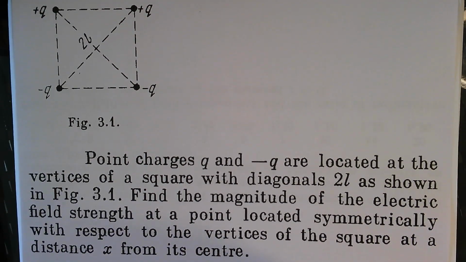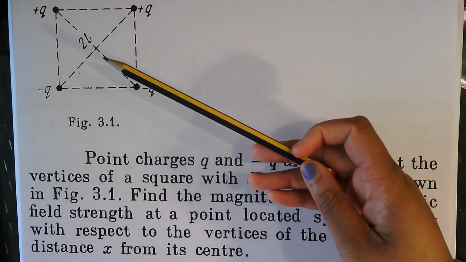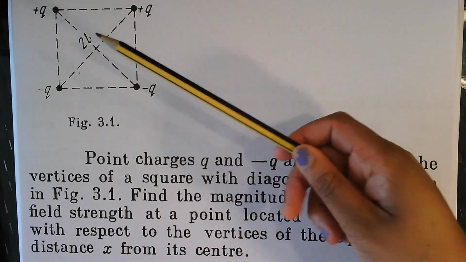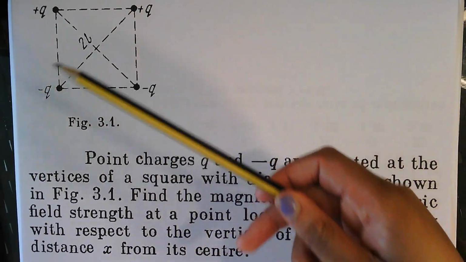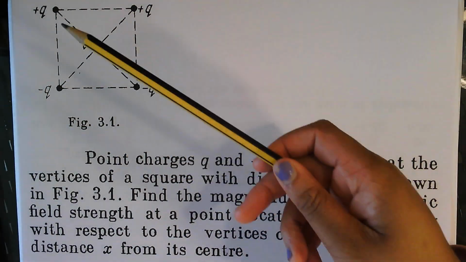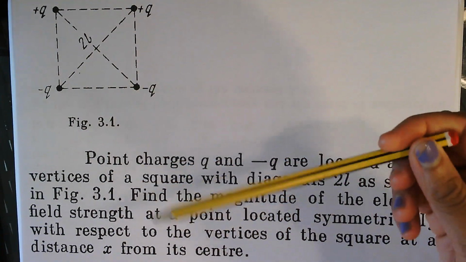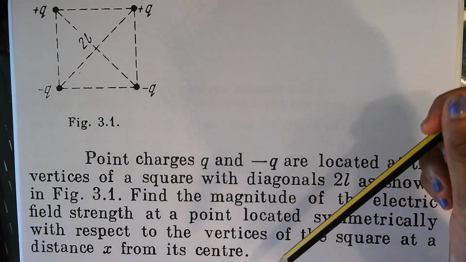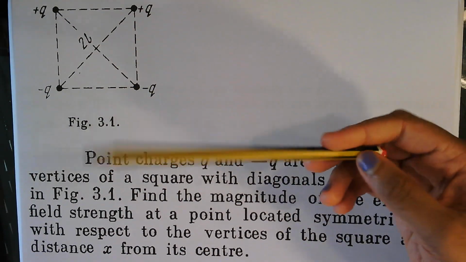Okay, so the first thing to understand about this question is the actual location of this point. It tells us that this point is located symmetrically with respect to the vertices of the square. So that tells us that this point is not in the plane of this square. We can imagine that it's coming out of the plane of the square, so maybe above it. And we know it is a distance of x from the centre of the square.